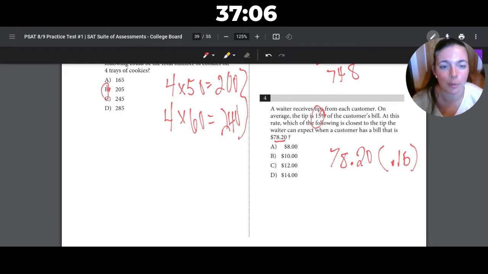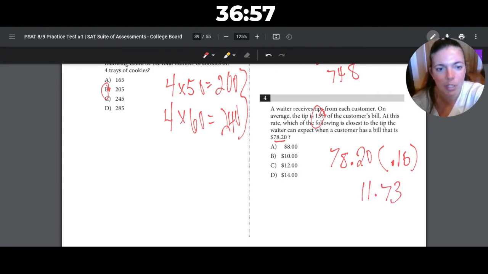So you have to turn your percent into a decimal. And again, this is something that we can just plug right into our calculator, and you should get about $11.73. So which of our options is closest to that? It looks like $12 is a good estimate.